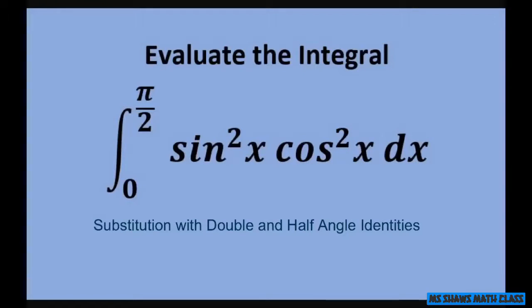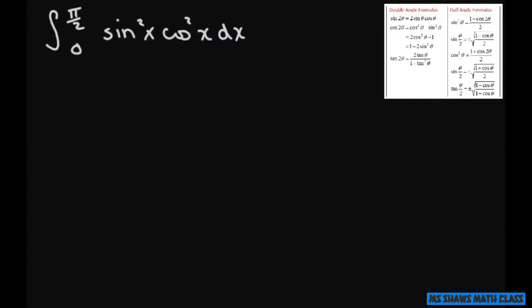Hi everyone, we're going to evaluate the definite integral of sine squared x cosine squared x dx over the interval 0 to pi divided by 2, and we're going to be using substitution with double and half angle identities. So here are your formulas for double angle formulas and half angle formulas.